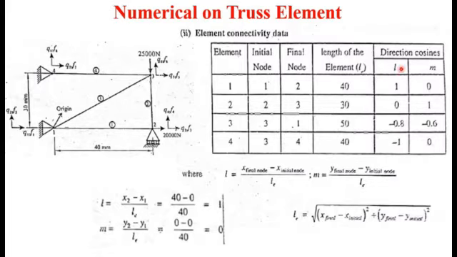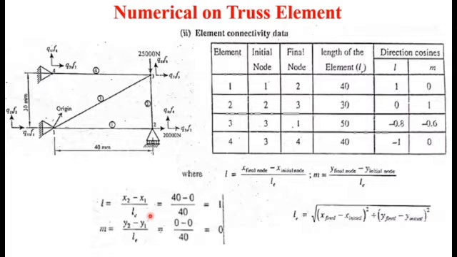Then the direction cosines L and M. The direction cosine values are L is equal to x final minus x initial divided by length of the element, and M is equal to y final minus y initial divided by Le, length of the element. By using these formulas we can calculate this L and M.